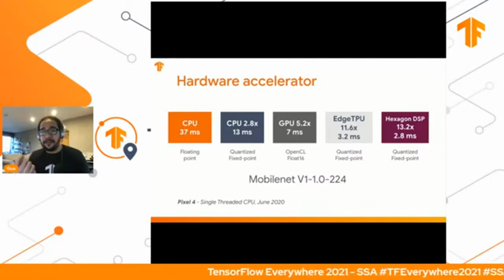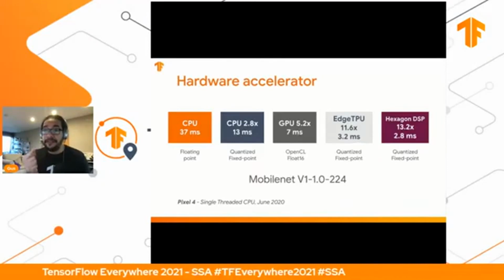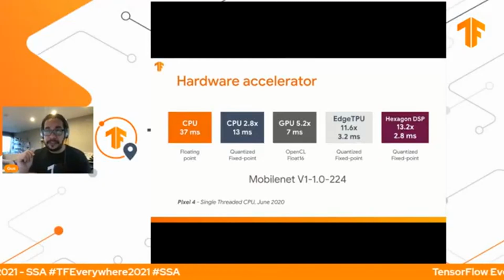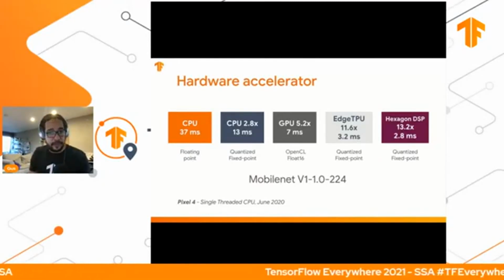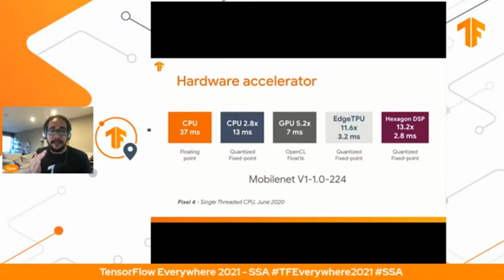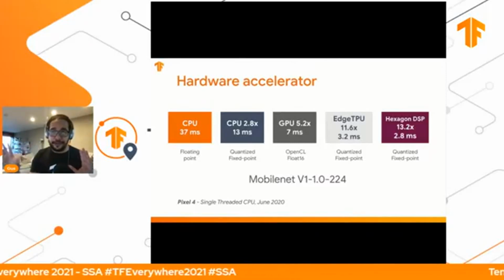And if you have a Hexagon DSP, remember I mentioned DSPs? So Hexagon DSP, some phones have that. And you can enable it, same thing as GPU. Just say, run on DSP. You go to 2.8 milliseconds to run an image classification model on your device. This is super fast. And this is based on multiple optimizations that come way after you train your model, right?